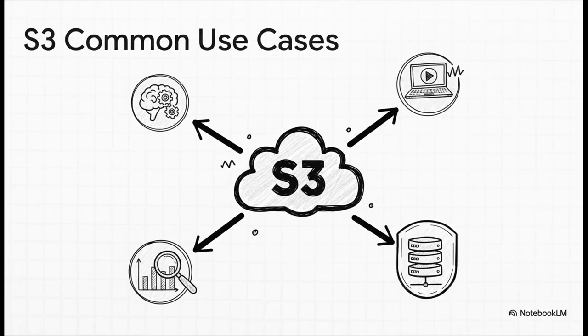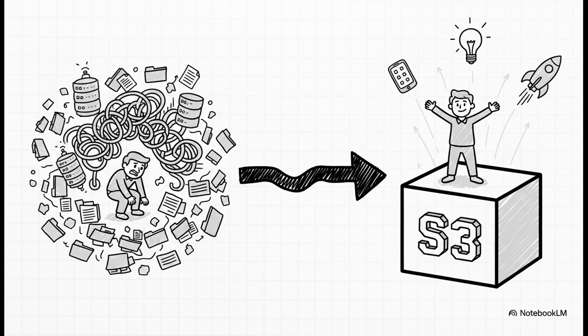That show you're binge watching, those video files are almost certainly sitting in S3. The company analyzing huge piles of data to figure out the next big trend, all that data lives in S3. That backup service that saves your bacon when your laptop dies, you guessed it, probably S3. It is the engine behind everything from tiny little websites to the most powerful AI and machine learning applications on the planet. And really, that's the key takeaway here.